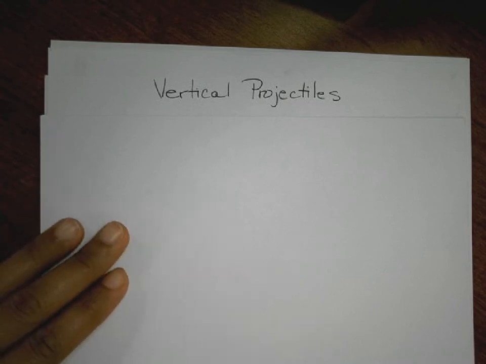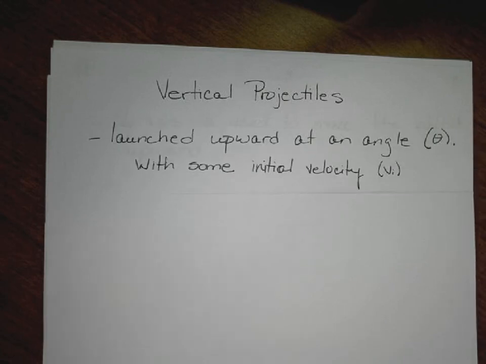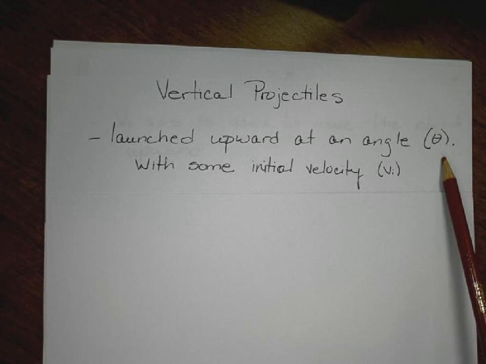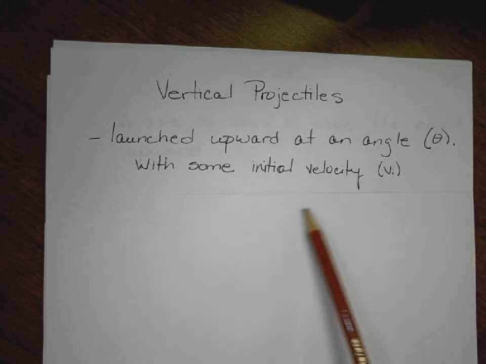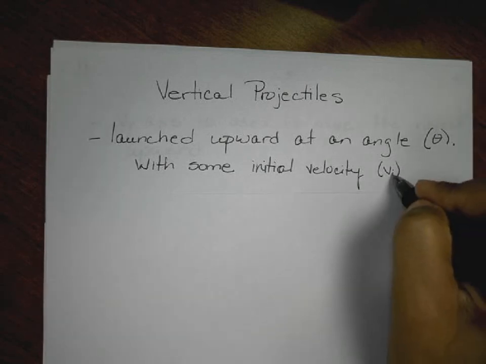All right, let's talk about vertical projectiles. The vertical projectiles are not that different from horizontal. You just have one more piece of information, and I'll tell you that when we get to it. Here's something that gives you an idea of what I'm talking about. It's an object that's launched upward at an angle, which we will call theta. This symbol right here is theta, which stands for the angle, with some initial velocity, which I will call VI.